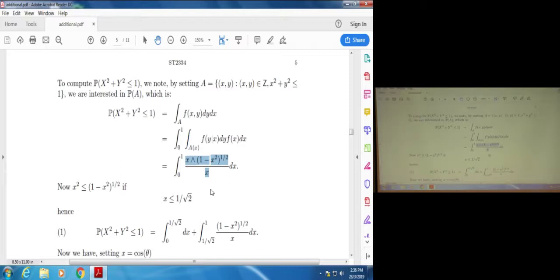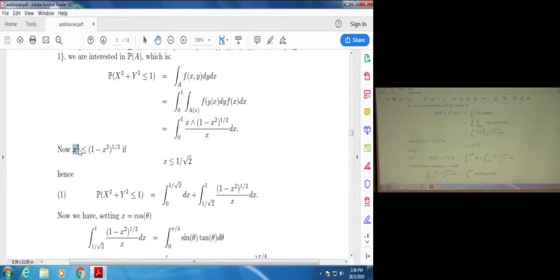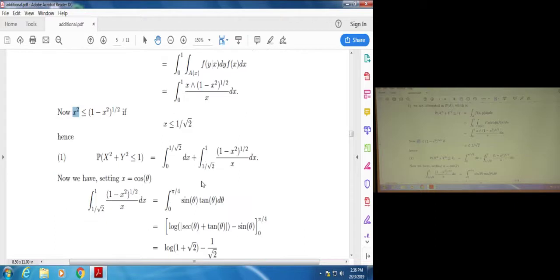There's a typo here. This should be x, not x squared. So if x is less than or equal to the square root of 1 minus x squared, over x, then it means x must be less than or equal to 1 over square root of 2. It's a simple inequality to solve. So if x is less than or equal to 1 over root 2, then basically I'm going to get 1 here. So I get the integral from 0 to 1 over root 2 of dx, and otherwise I'm going to get this thing. This one obviously there's no problem. This is a difficult integral to solve, and this is not a course in integration. I'm just telling you some things.